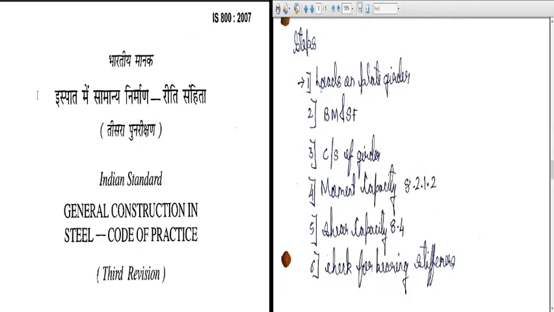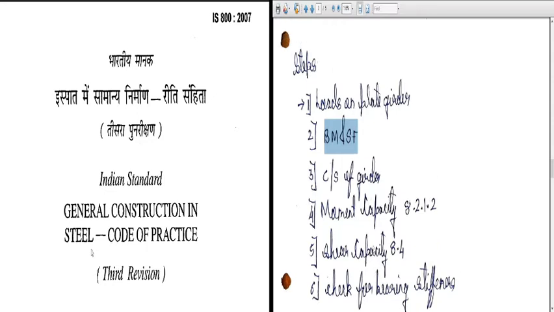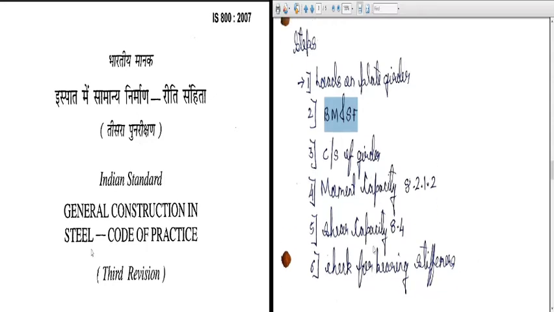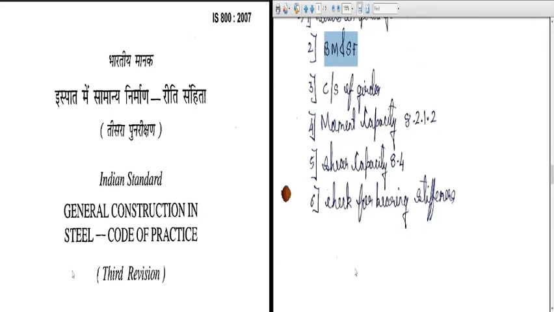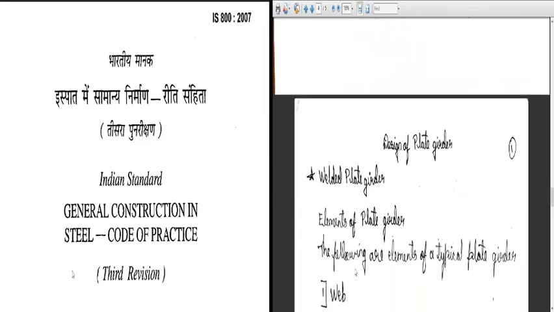So steps, what you have to do: loads on the plate girder. Then we have to find out the bending moment and shear force. Then we have to decide the cross section of the girder. Then we have to decide the moment capacity as per clause number 8.2.1.2. Then shear capacity as per 8.4 and check for bearing stiffener. So this is how it is there.